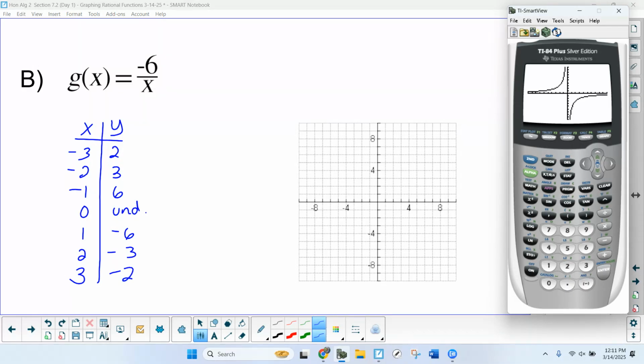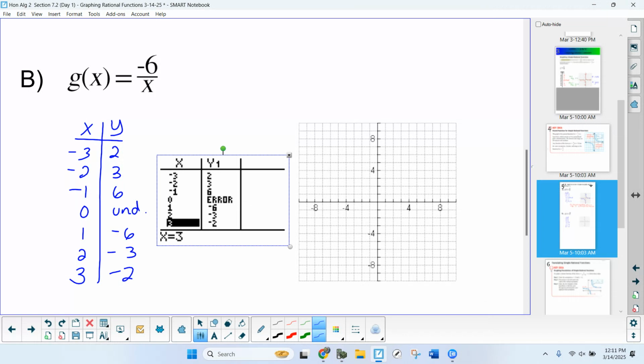Okay, so now, second table. You could do it either way, but I honestly think it's just as easy to do that one in your head. All right, so -3, 2; -2, 3; -1, 6. Now, did my asymptotes move? No, so they are still at the x-axis and the y-axis.